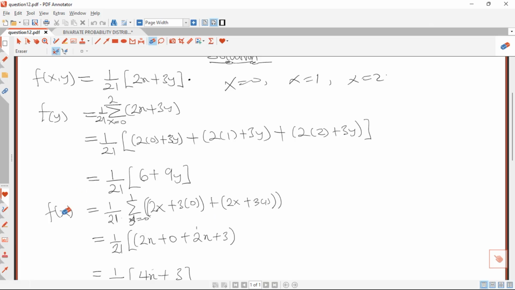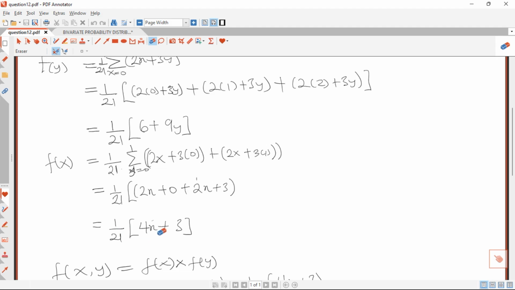So what will be the marginal of x? For the marginal of x, we are going to sum on y. So you are going to get 1/21 summation of y moving from 0 to 1 of this expression. Anywhere we see y, we substitute either 0 or 1. If y is equal to 0, we get 2x plus 3 times 0, plus 2x plus 3 times 1 when y is equal to 1. When you add everything here, you get 1/21 times (4x plus 3). So that is what we get for y and then for x.